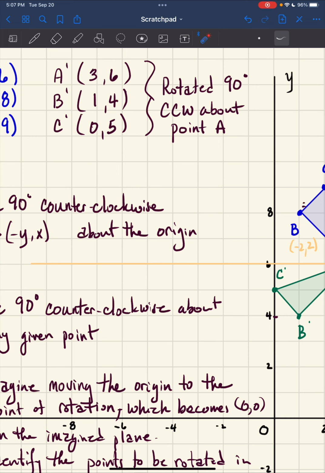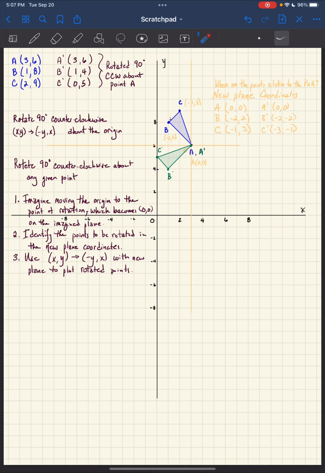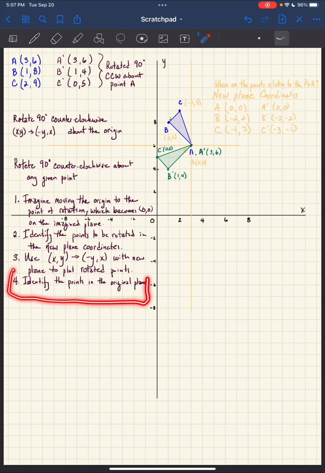I just didn't do a very good job of explaining, I think, how I was getting there. What I'm showing you today is maybe a better way to think about, or a system applying basically these things to get to that point. So the fourth thing again is to just identify the points in the original plane, call them by their real names, not by their imaginary names.